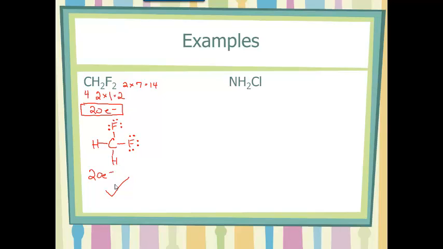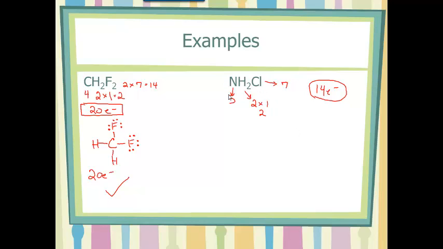Let's try another one. NH2Cl. Right, let's get the total number of electrons first. Nitrogen is in group 15, so it has 5 valence electrons. My hydrogen is in group 1, and there are 2 hydrogens, so that gives me a total of 2. And chlorine is in group 17, so it's going to have 7 valence electrons. Now when we add all that together, I get a total of 14 valence electrons that should be in this diagram. That's my goal.